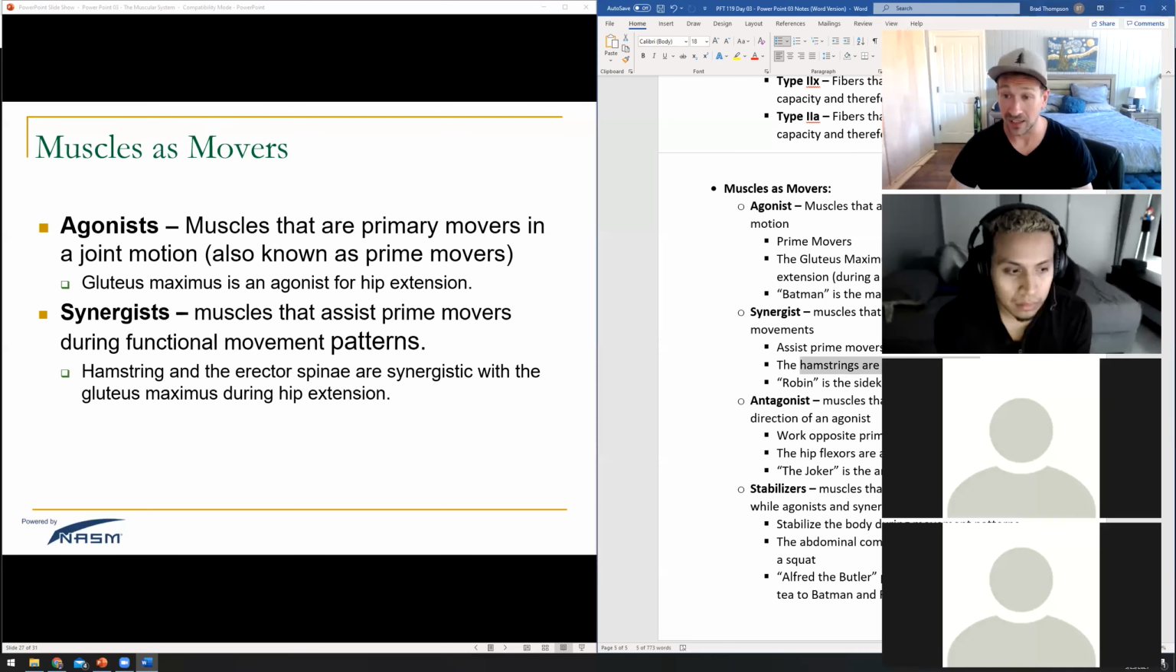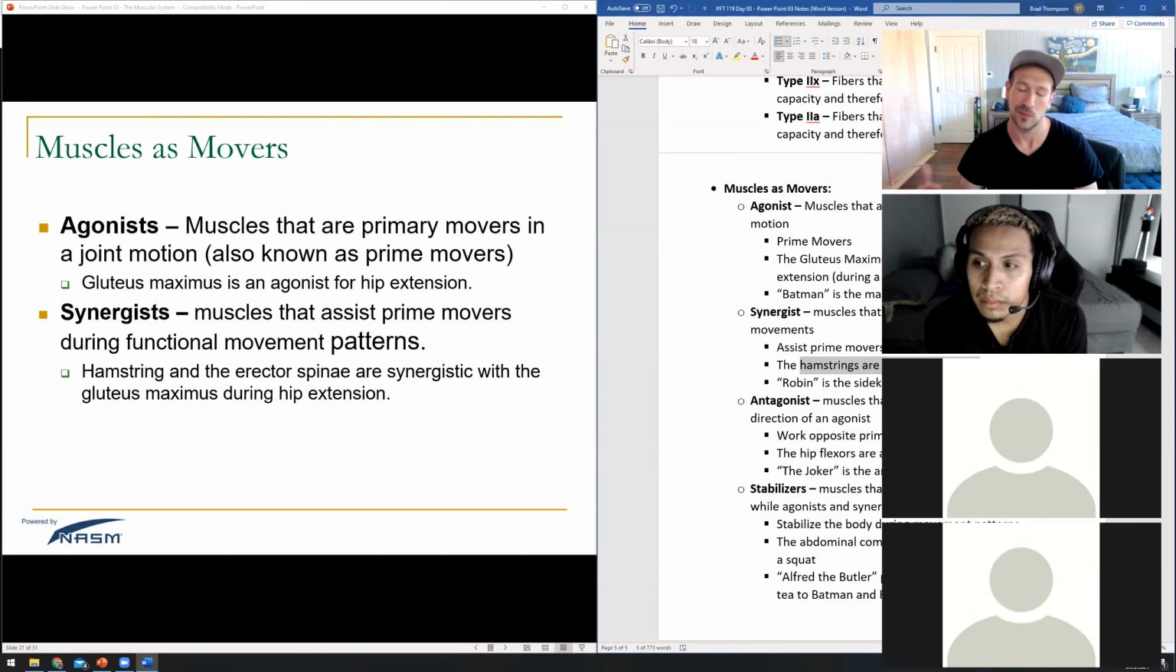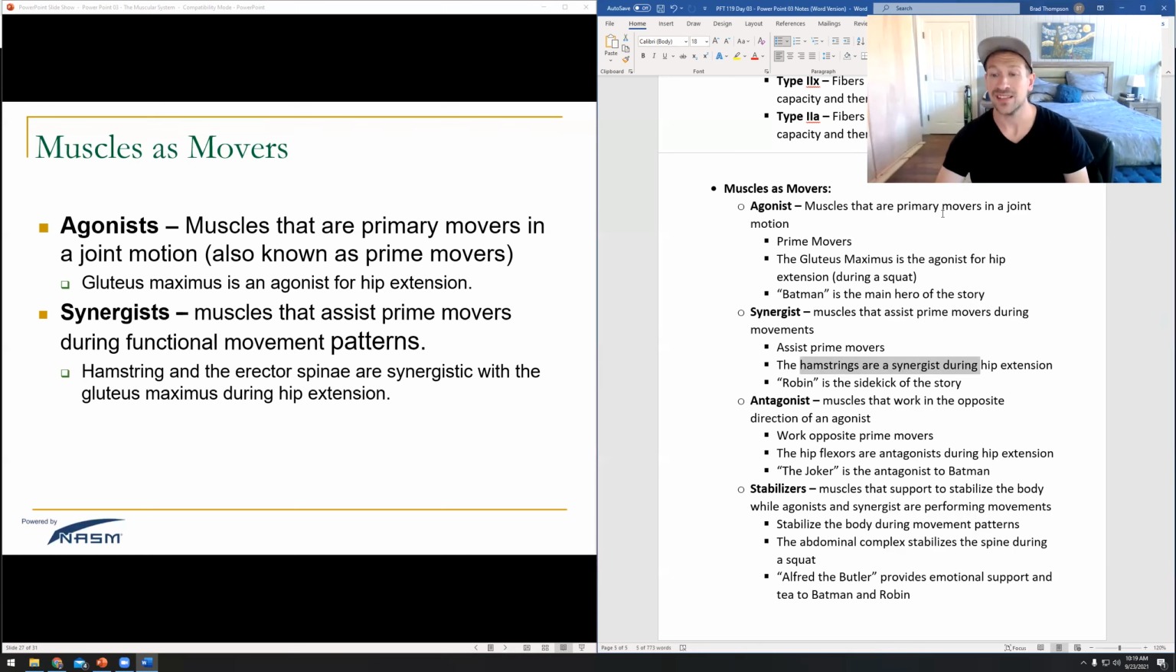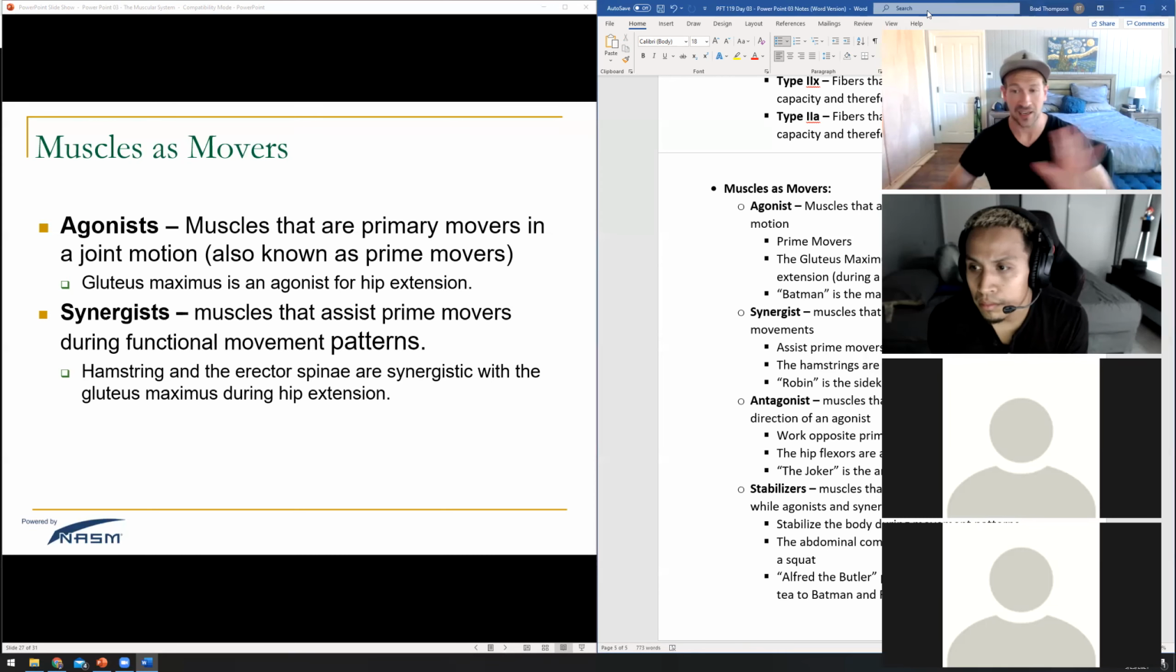So think about doing a deadlift. The main muscle is the glute. The hamstrings are there to help, unless it's a Romanian deadlift, in which case now you're doing a lot of hamstring work. So that's an assister muscle. Think of this as like Robin. Robin is Batman's sidekick. He's there to help, but we don't want him doing too much work. He's taking on the thugs while Batman's fighting the Penguin or whatever. He's there to help, but he's not there to do all the work.